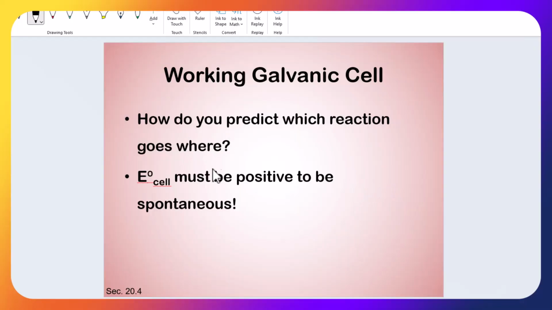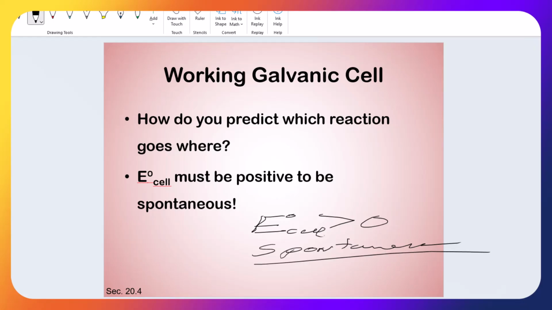How do you predict which goes where? E of the cell must be positive to be spontaneous. So you have to have a positive E of the cell. You see us write this all the time: E of the cell is greater than 0. That is indicative of a spontaneous reaction. Spontaneous. It happens without outside intervention.